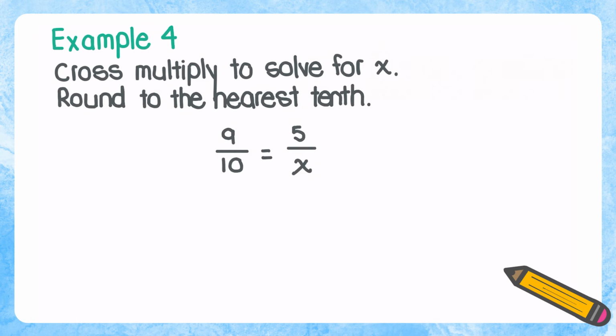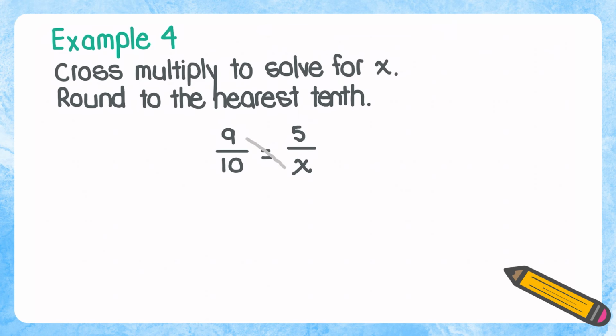Sometimes you won't be able to get an exact answer. So sometimes you will be asked to round, like in this example. So here, once again, we're going to cross multiply to solve for x. However, notice that we are asked to round to the nearest tenth. And remember, we talked about rounding in the previous lesson. All right, so let's try out this example.